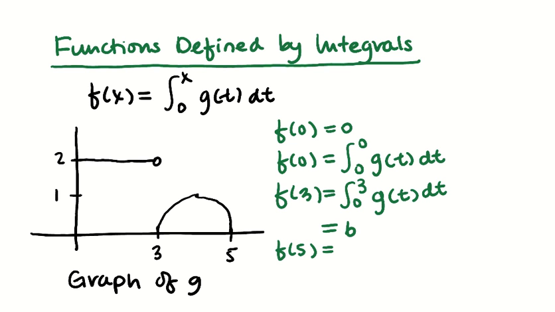And maybe I could ask about f of 5. Well, f of 5 is the integral from 0 to 5 of g. We can also find this using geometry. It's going to be those 6 units plus the area of this semicircle. The area of this semicircle is half of the circle that has radius 1, because the center of the circle would be right here. So that's pi times 1 squared, which is pi, and I'm going to add pi over 2. So it's going to be 6 plus pi over 2. And that's how we would evaluate functions defined by an integral.